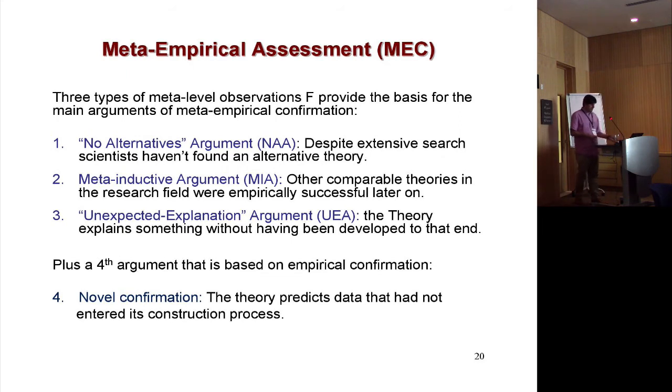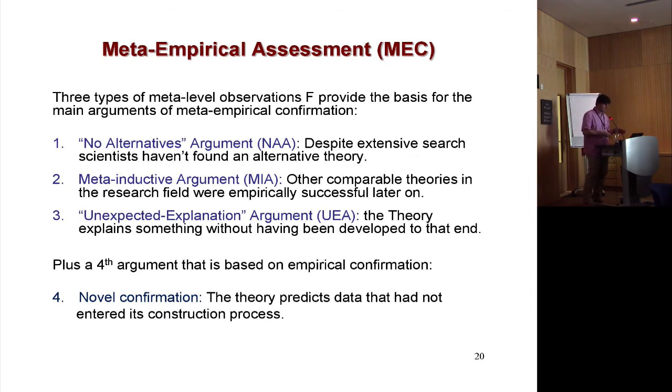Then I might add that those three arguments are those arguments that already work, that can play a role even in the absence of empirical confirmation. So for example, in a case like string theory, they can already play a role. There is a fourth argument that is actually fairly well known and that fits very nicely in that framework, which is novel confirmation.